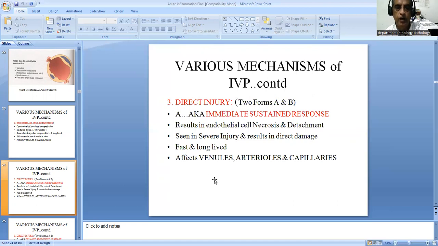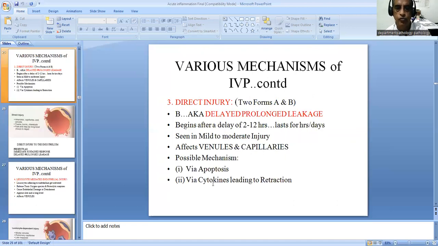The second part of this, the direct injury, can also produce a delayed prolonged leakage. It is known as delayed prolonged leakage, means it appears after some time. It begins after a delay of 2 to 12 hours, but it lasts for hours to days. That is why it is known as the delayed prolonged leakage. It is seen in mild to moderate injury.